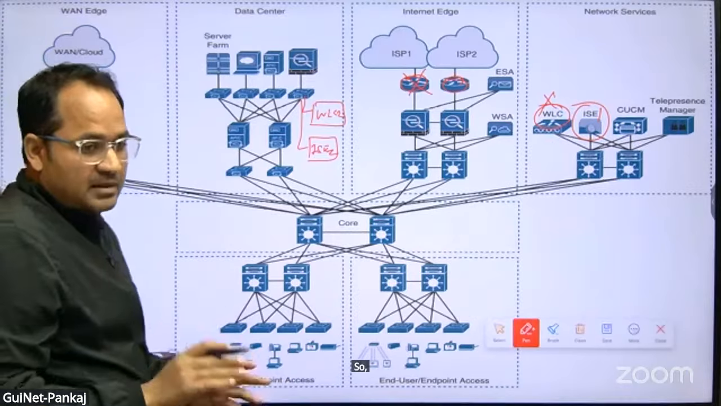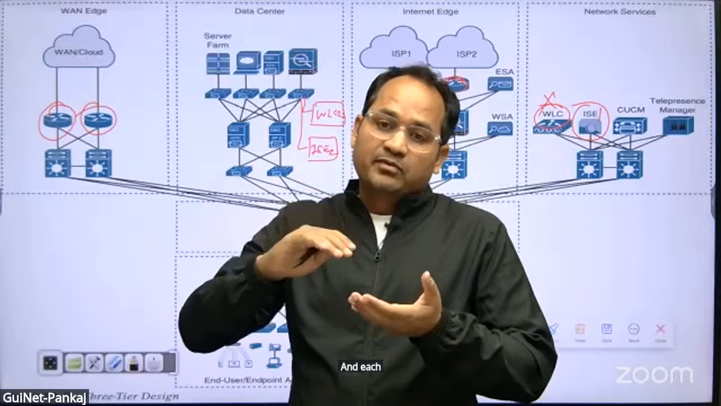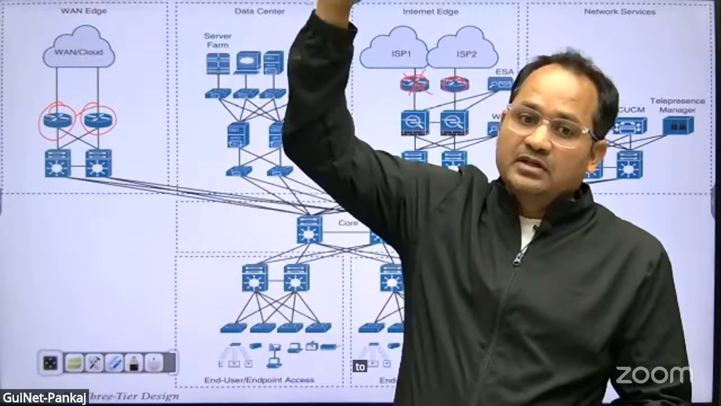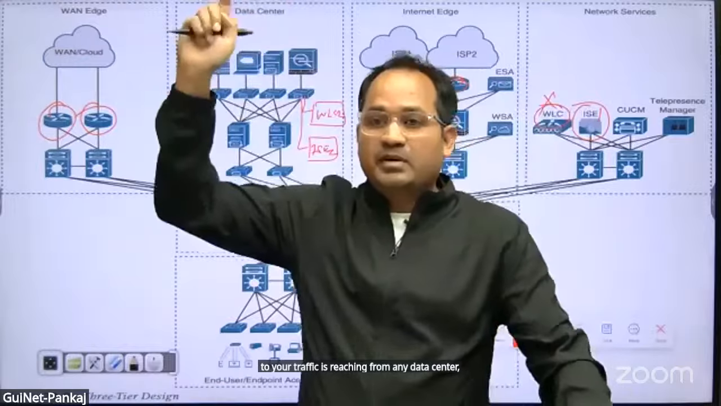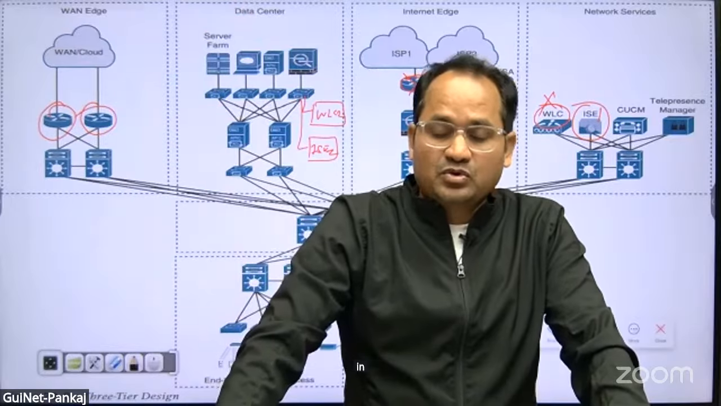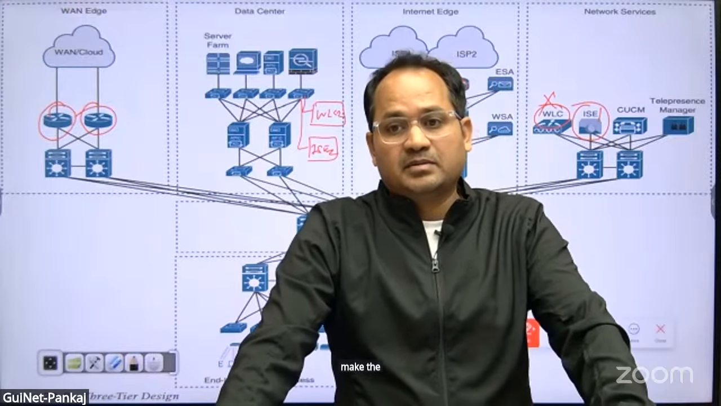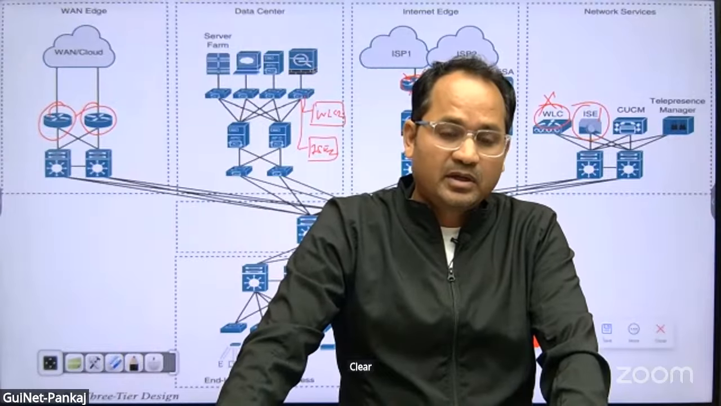So for high availability, you always have to think about how your network is going to be connected. Each layer, from the device to where your traffic is reaching, from any data center, from any location, all should be in sync. So in case of any failure, it is going to provide redundant connectivity. Clear? Everyone up to here?